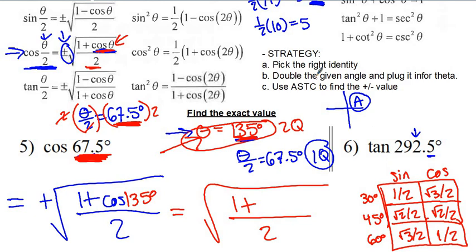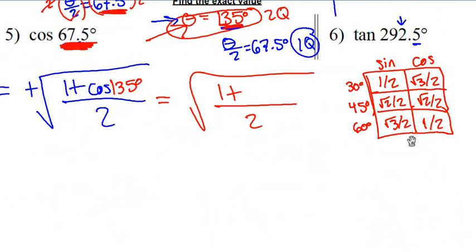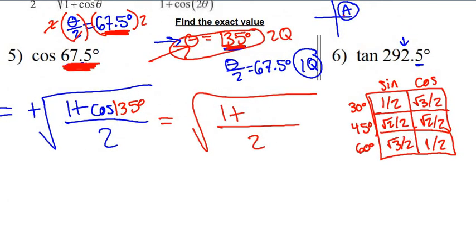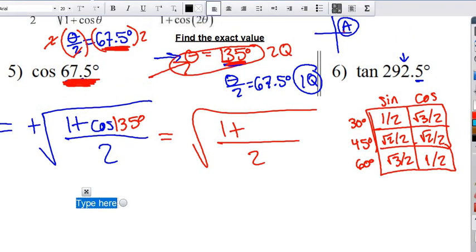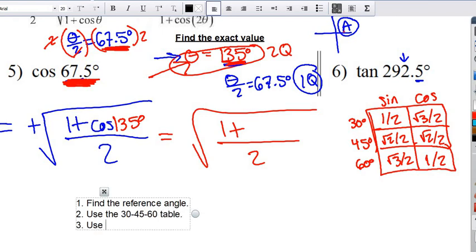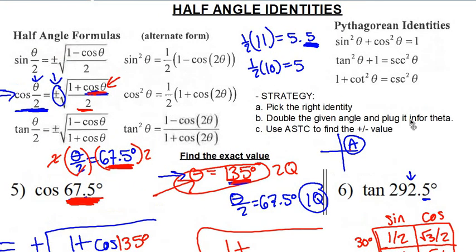So what we need to do is find the reference angle for 135, and I'll draw that right here. Let me move down so we have some more space. The reference angle is going to be one of these three. In fact, I'll type out these steps for finding exact values. You need to find the reference angle, which we're about to do. Use the 30, 45, 60 table. And number 3 is use ASTC to find if it's positive or negative. These are the 3 steps that we'll end up using on these problems.